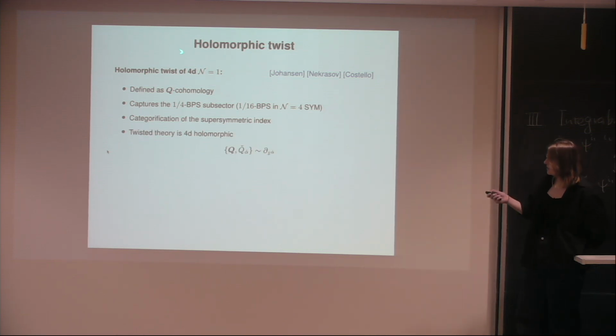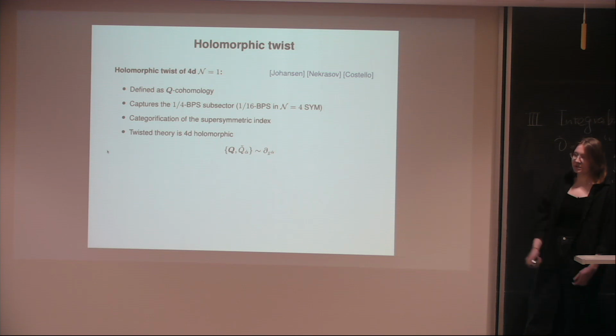As the name suggests, the twisted theory is holomorphic. We consider the theory in flat space, and we can pick some complex coordinates on C^2. With an appropriate choice of complex coordinates, one can check that the supercharges anti-commute to anti-holomorphic derivatives. If we take cohomology with this Q, these anti-holomorphic derivatives are exact. So we end up with a 4D holomorphic theory.